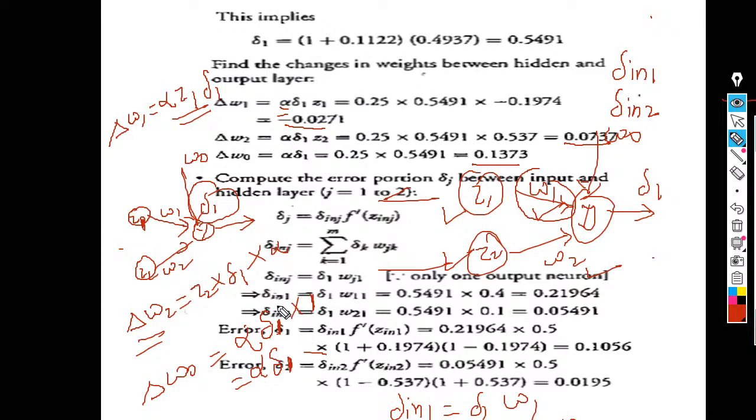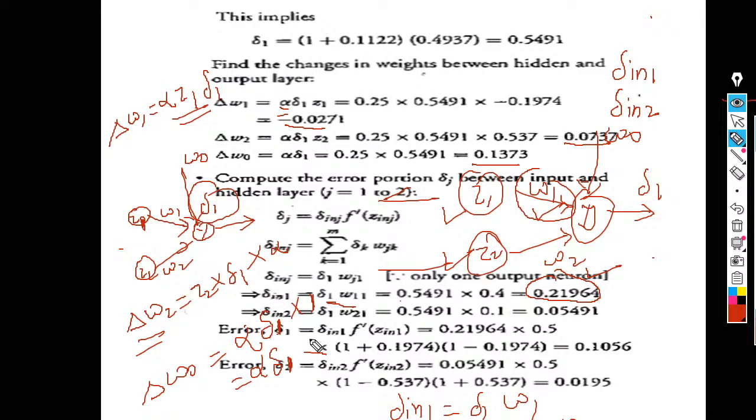So here it is calculated, delta in 1 is calculated, delta 1 multiplied by W11. So this is 0.5491 multiplied by 0.4, and this comes out to be 0.21964. And similarly delta in 2. So delta in 2 is equal to delta 1 multiplied by W21, and this comes out to be 0.5491. Okay, and finally, then after that we have to calculate what is the output.